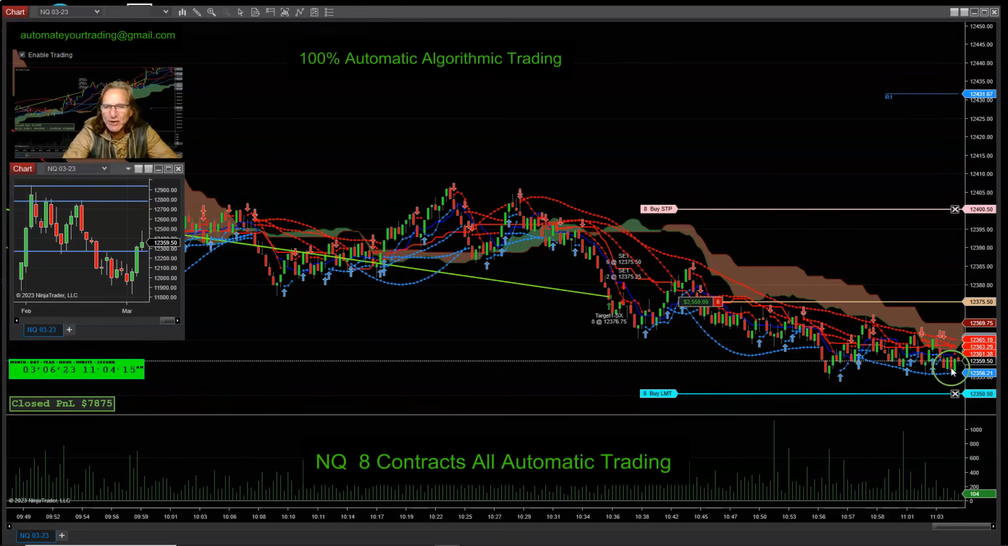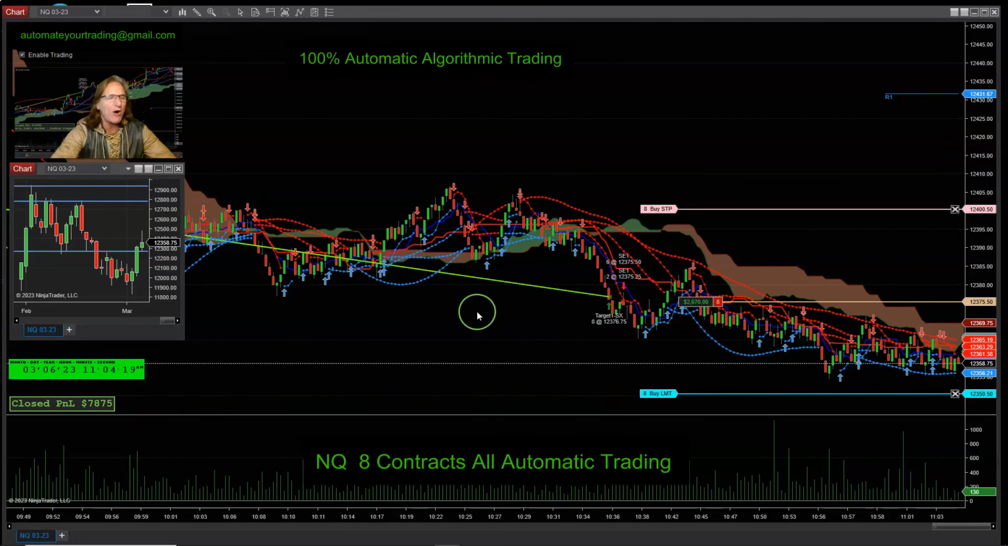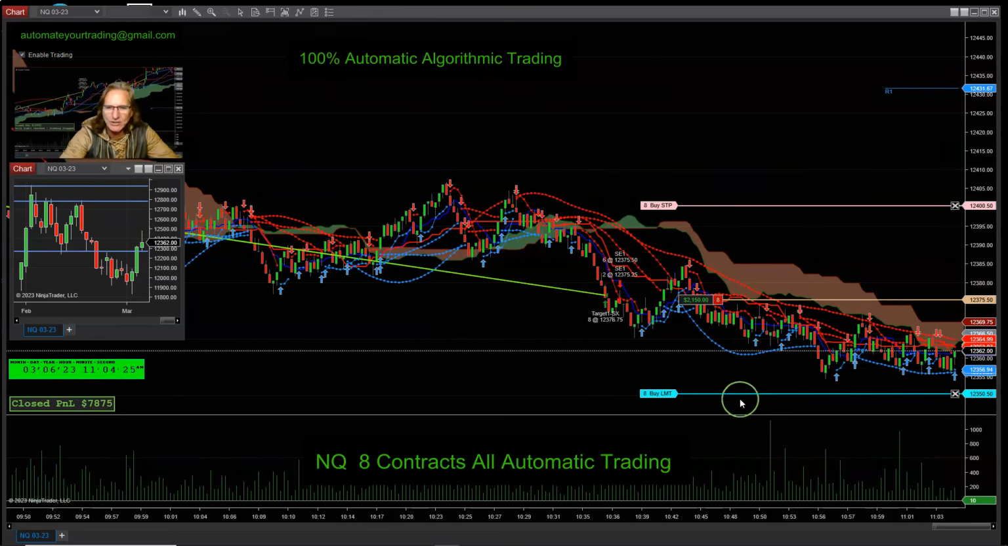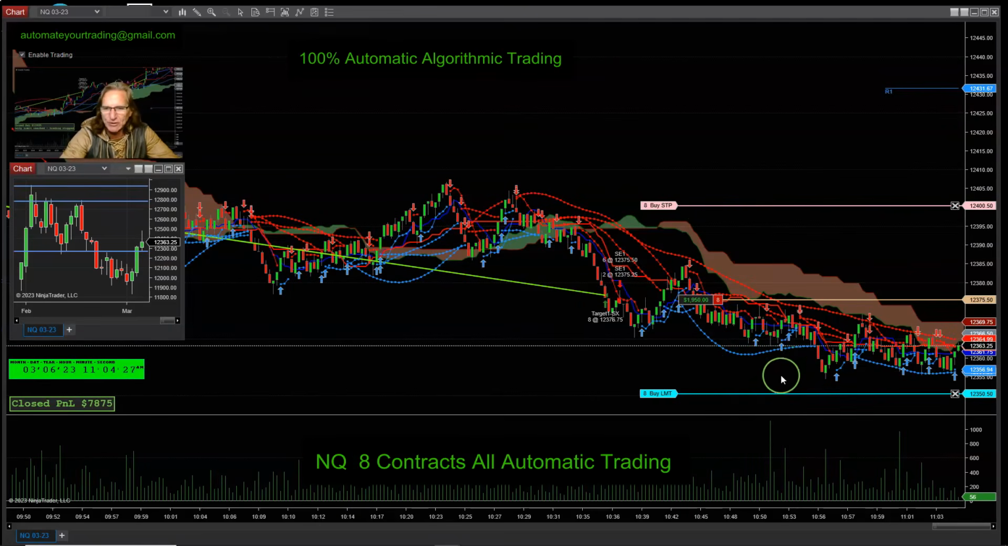Current price over here. We're trading 8 contracts on the NQ today. All automatic, all strong automatic trading. We're in an open P&L. We're short right now. Our target's below, our stop's above. We're currently short. This is our bracket order right here.